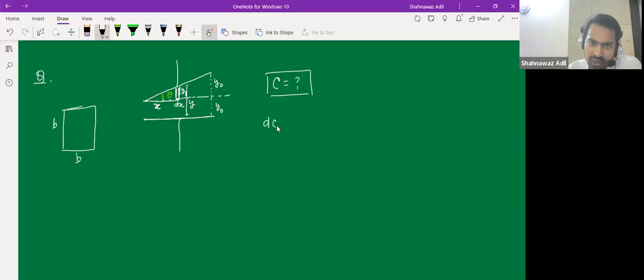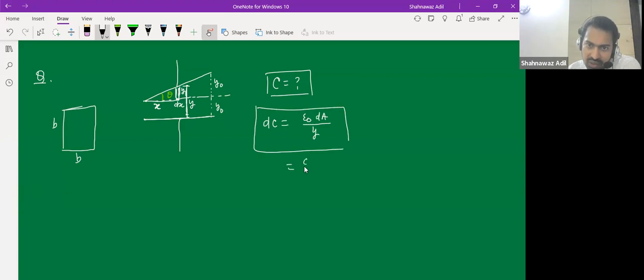What would be dA? dA? Correct, absolutely correct. Good, Shabik. So then the capacitance, the small element capacitance, this would be epsilon naught dA, the small area, divided by this distance from here to here. Am I clear, guys? Is this clear?